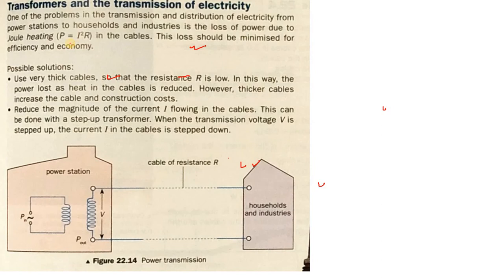So based on this formula, if you remember that P is equal to I squared R, if you can reduce R or you can reduce I, in these two processes, what will happen? If you reduce either the resistance or the current, the loss of power, so this is the formula of whatever loss we are getting, can be minimized.